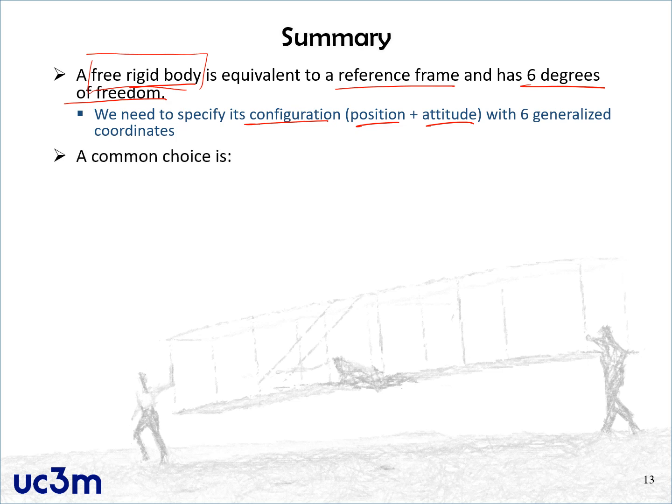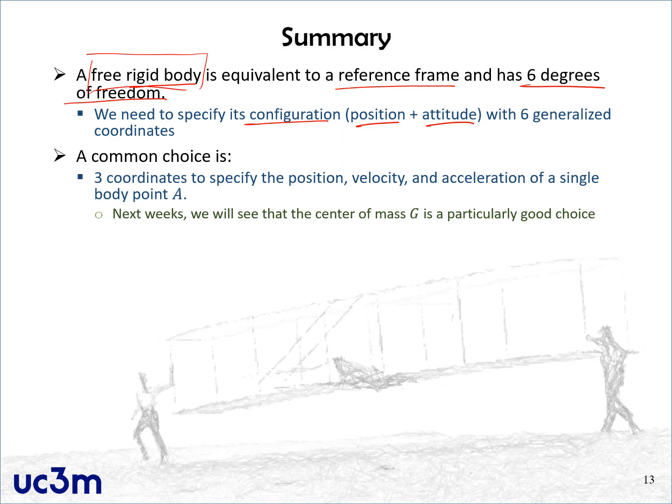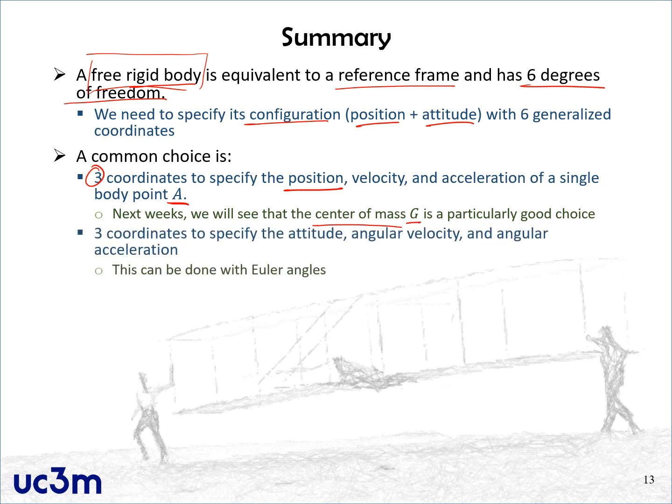So how can we do this? We can do it in many different ways, of course, but a common choice is to spend 3 coordinates to determine the position of one point A of the rigid body. We will see in later lectures that an interesting choice of point A is to choose the center of mass of the rigid body. That's what we usually call G. The other 3 coordinates would be used to determine the attitude of the rigid body, and this can be done, as we have just seen, with Euler angles.